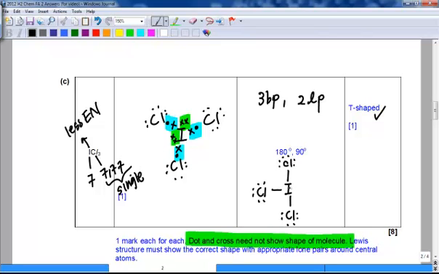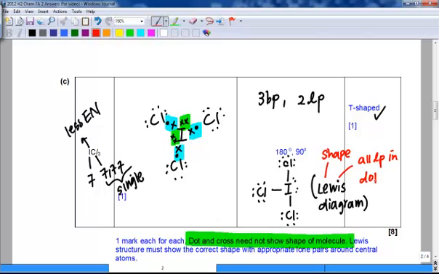And of course for iodine, I need to show my lone pairs in terms of dots as well, because this is my Lewis diagram. For a Lewis diagram, just a recap, I must show the shape. I also must show all lone pairs in dots. So this is my T shape. So take note.